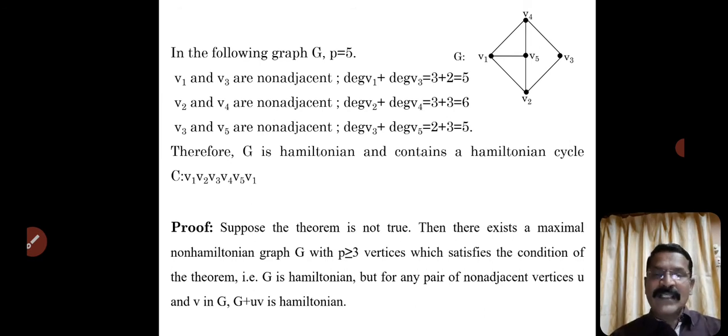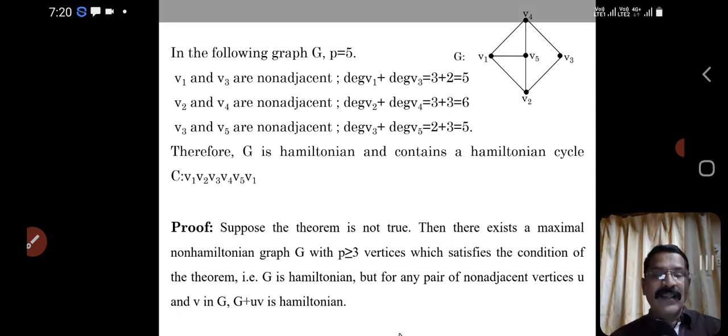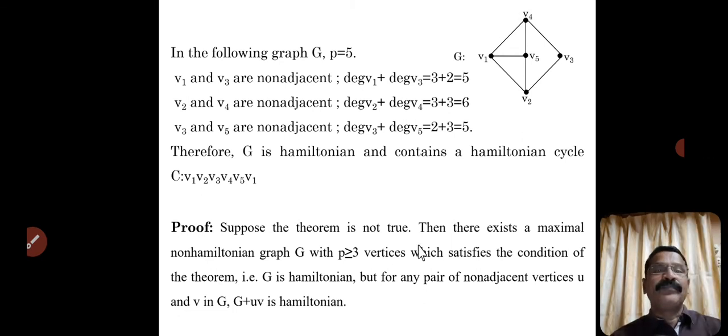We are considering the theorem is not true. Then there exists a maximal non-Hamiltonian graph, obviously with P greater than or equal to 3 vertices, which satisfies the condition of the theorem. That is, G is non-Hamiltonian. But for any pair of non-adjacent vertices U and V in G, G plus UV is Hamiltonian.